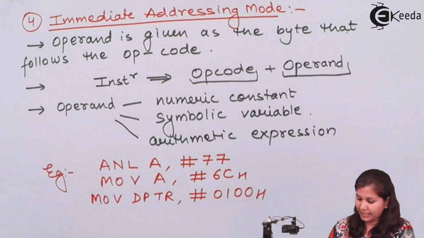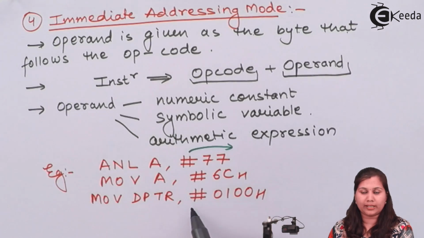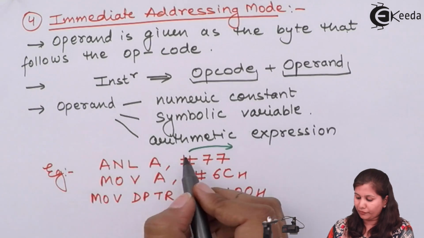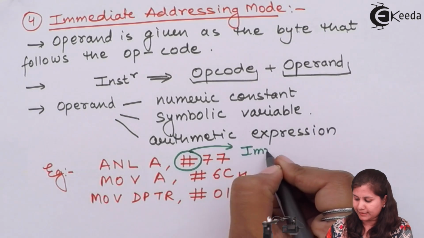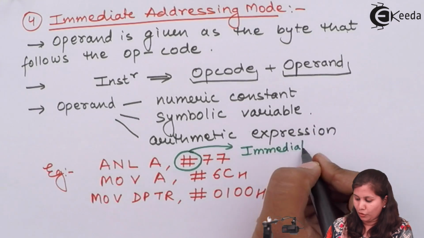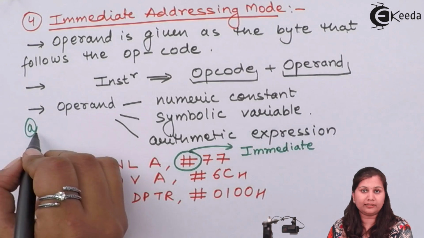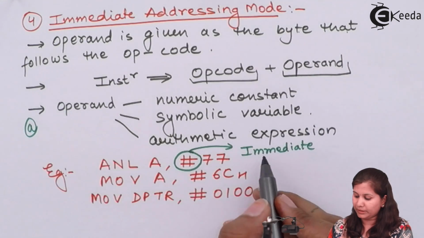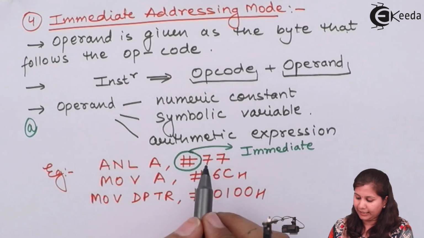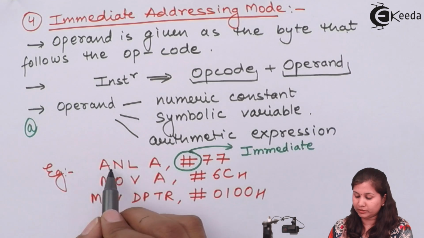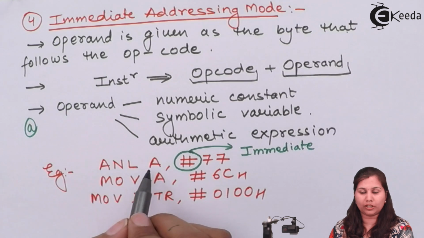So in this you can see that we are writing this symbol, the hash sign, in front of all the numbers. So whenever you see this sign, it means that it is a type of immediate addressing. For indirect, we had the at the rate symbol, and here for immediate we have this signal. So this is the data, and this data is directly ANDed. This is for the AND operation. This is directly ANDed with the contents of the accumulator.